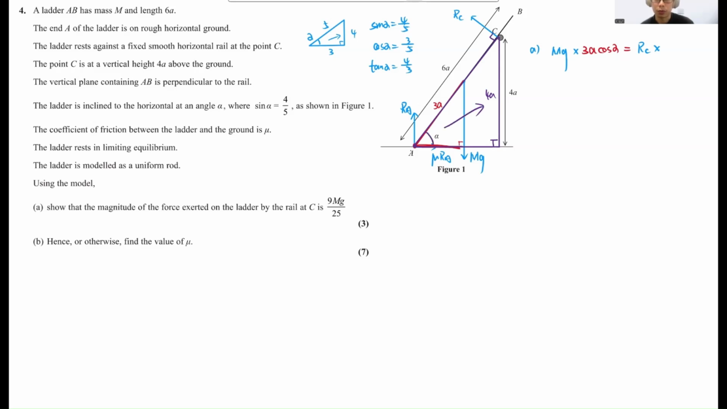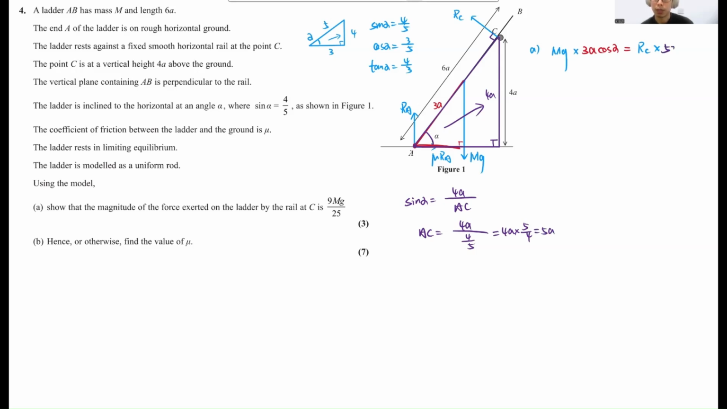So opposite 4A, we're looking for the hypotenuse AC. Then we can just set up SOHCAHTOA. Opposite and then hypotenuse, so it should be sine. So sine alpha is equal to opposite 4A over the hypotenuse AC. That means AC is equal to 4A over sine alpha, which is equal to 4/5. And then dividing by 4/5 is the same as multiplying by 5/4. So that is equal to 5A.